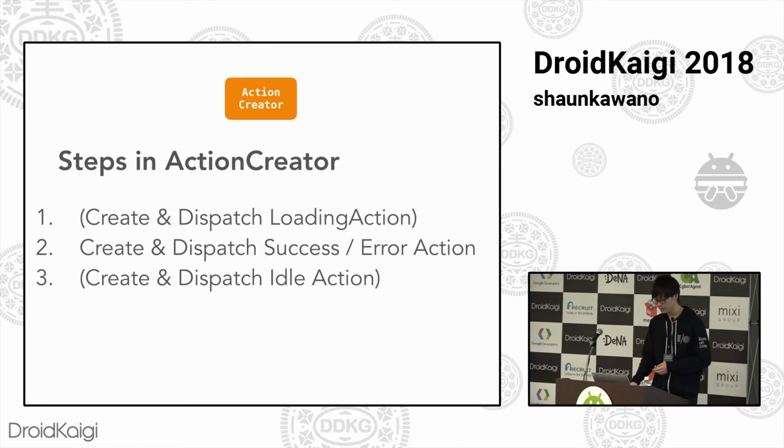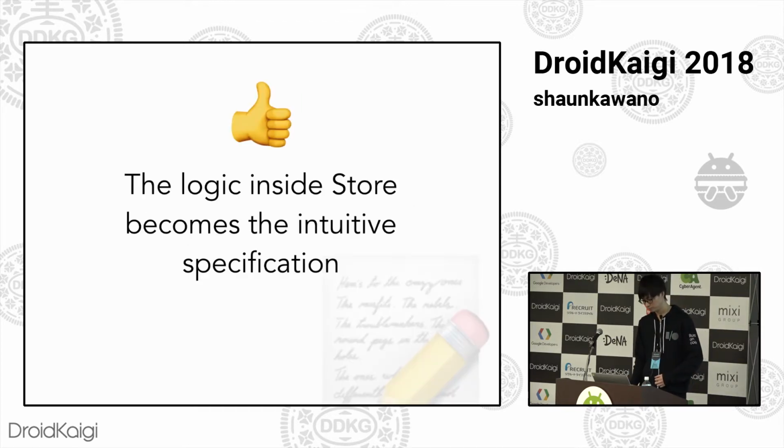And for action creator, we do a similar thing. If we need to show a loading, we dispatch a loading action. And if the API call fails or succeeds, we dispatch the data or throwable type. And then if there's a loading process, we also push the idle. And it's going to look kind of the same.